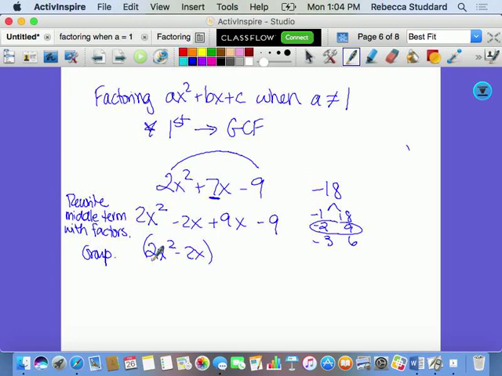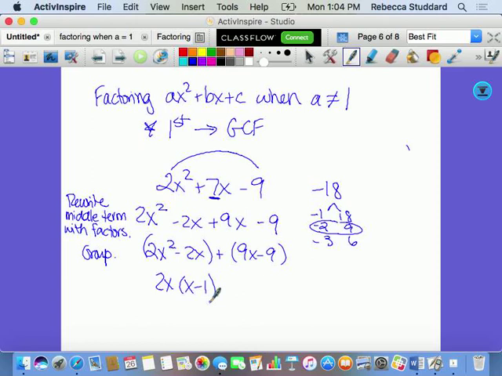These already have a common factor, so I just keep them in the order that they're in. Usually you're going to be able to just keep them in the order that they're already in. And then we take out the GCF of this group, which is 2x, and that leaves me with x minus 1.